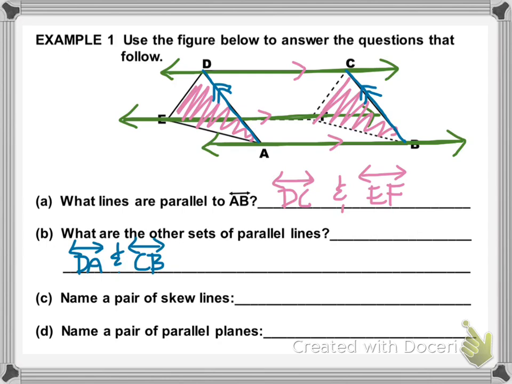Okay, I'm going to get another color. We have another pair that's DE and CF, and I'm going to show that they're parallel by using three little arrows. We just want a different number of arrows. So that was DE and FC.